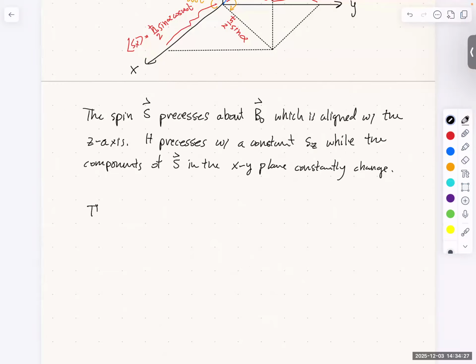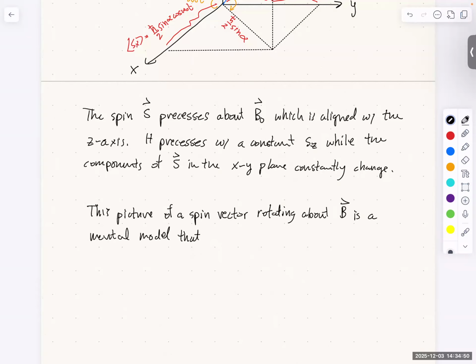So this picture of a spin vector rotating about B is a mental model that appeals to the classical analog of a precessing top.